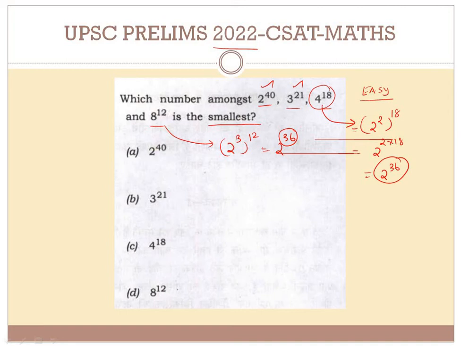Now once you compare 2 power 36 to 2 power 40, 2 power 40 is the highest number, which can be eliminated. Now 2 power 36 comes for two numbers, 4 power 18 as well as 8 power 12. See friends, this is a simple logic. Since the number comes the same for both of these, that cannot be the answer, because both are listed in the options. So you can eliminate that, and the rest of the option is 3 power 21, which is the smallest number. So the correct answer for this question is option B, 3 power 21.